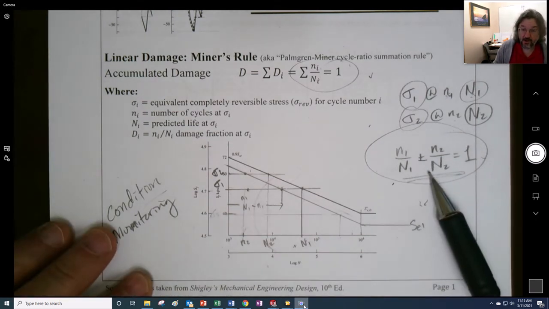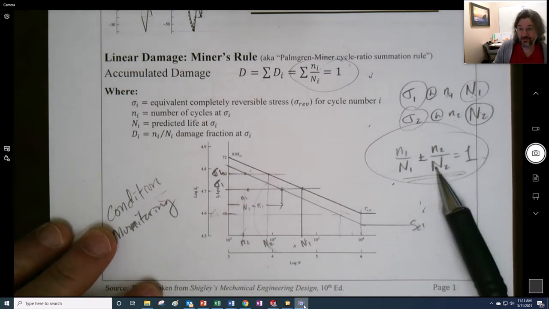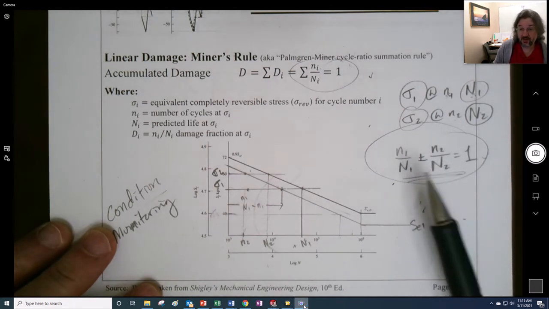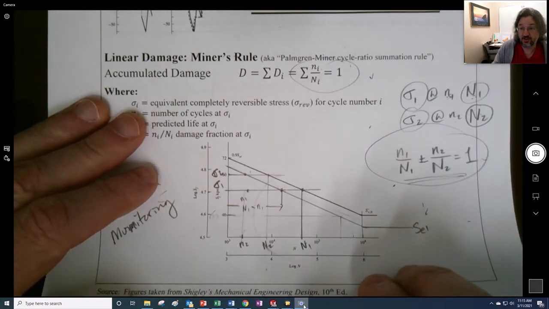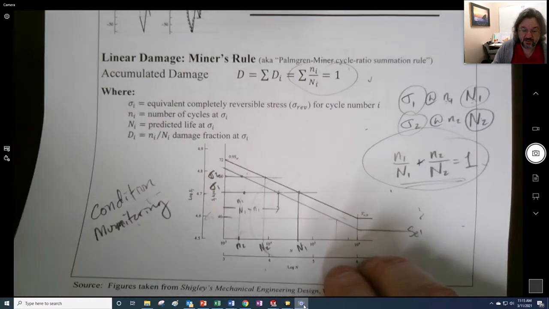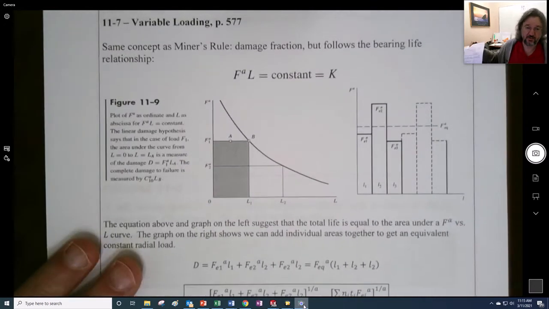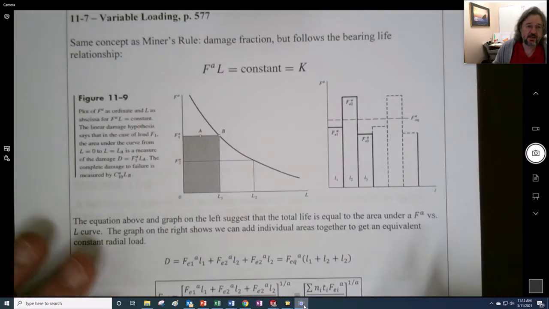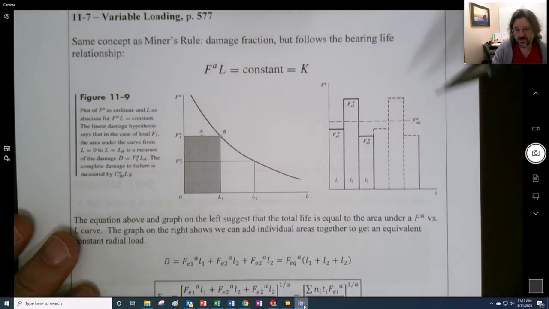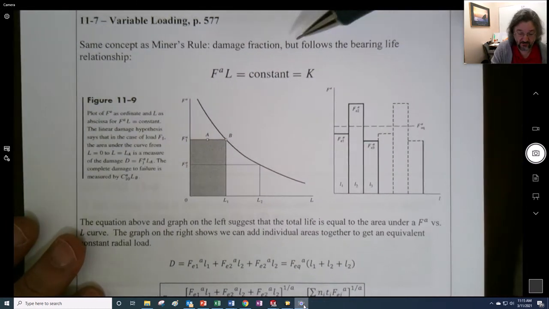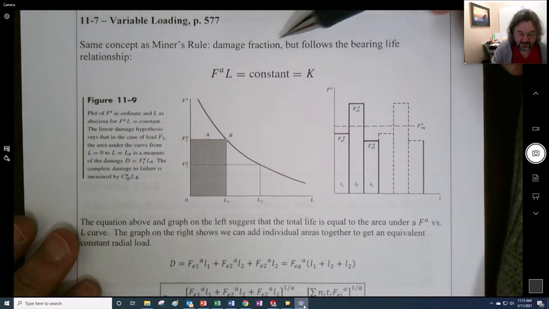Well, by way of counting cycles and much more sophisticated stuff, we're able to do a better job of trying to evaluate the condition of a piece of equipment. So it's kind of an important category of things. Now, the same concept as Miner's rule, and this is all ME470 review stuff right here, of the damage fraction.